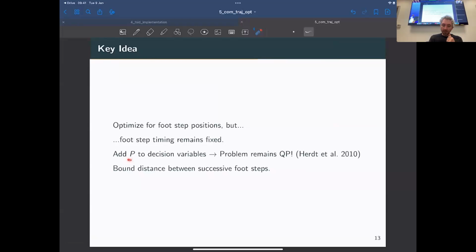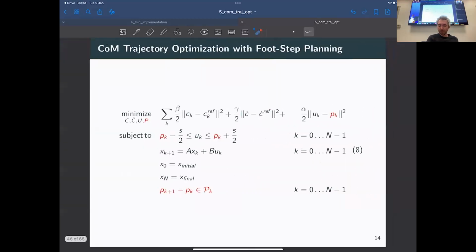And this has been proposed in this paper in 2010. The idea is that since now the solver is able to move the footstep position wherever it wants, we need to tell it that actually two successive footsteps cannot be too far apart from each other, because the robot has a finite size leg. So if your first footstep is here, your second footstep cannot be 5 meters in that direction. So it must be close to this one. So we need to bound the distance between successive footsteps.